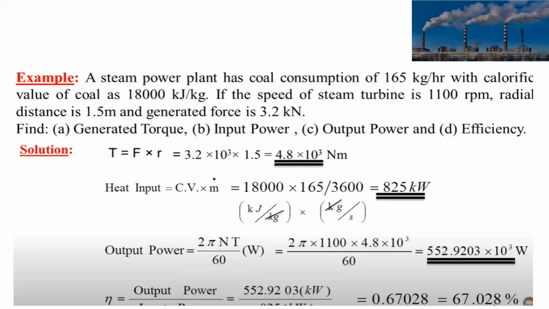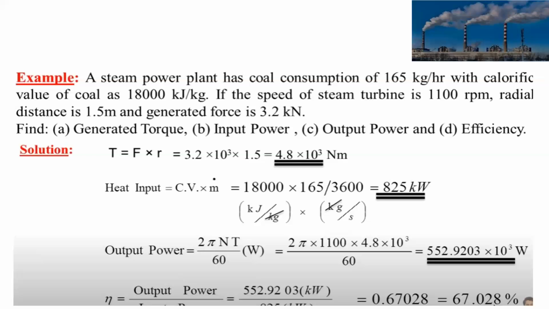So where were we? The torque is equal to force into radius. Torque is 3.2 into 10 raised to 3 newtons into 1.5 meters. That is 4.8 into 10 raised to 3 newton meters. So heat input is equal to calorific value into mass. The calorific value is 18,000 kilojoules per kg into mass, which is given as 165 kg per hour. You convert it to seconds. The heat input will be 825 kilowatts.